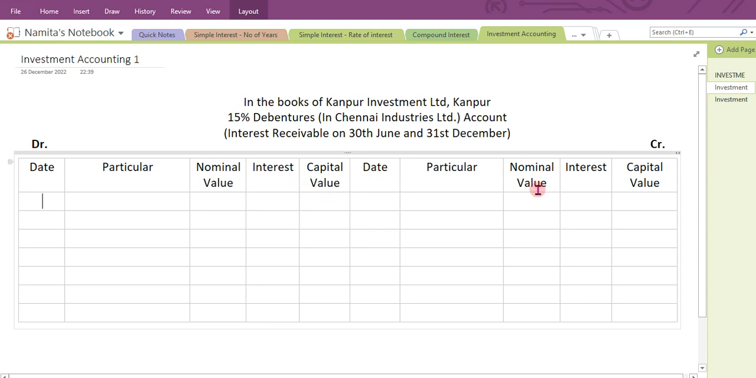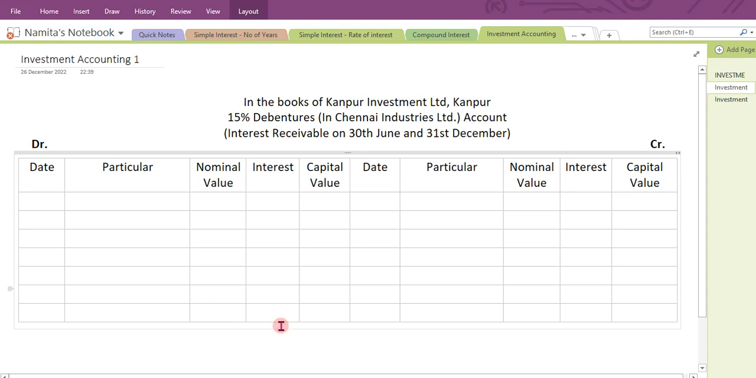Then again the same thing will be repeated on the credit side. So now this is what? Investment. Now investment account is what? A real account. Now what is the golden rule of a real account? Debit what comes in and credit what goes out. So whatever purchase entry is there, you will write on the debit side, and whatever sale entry is there, you will write on the credit side. And if there is interest received, that means it is an income, you will write it on the credit side.